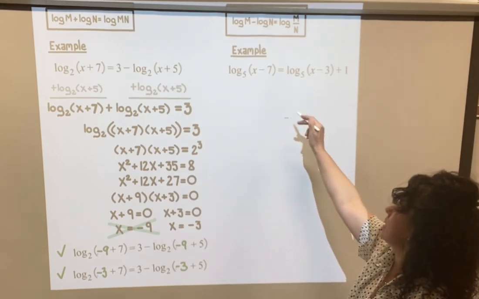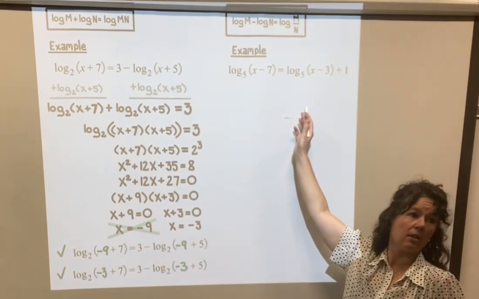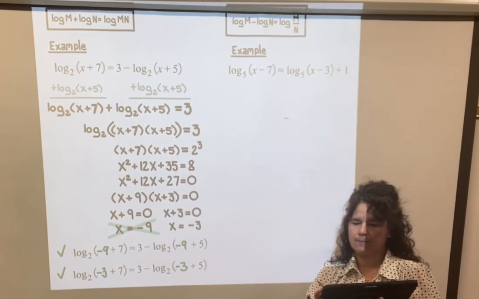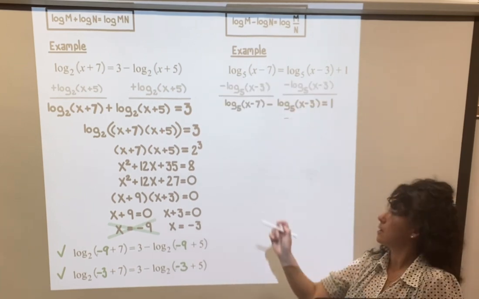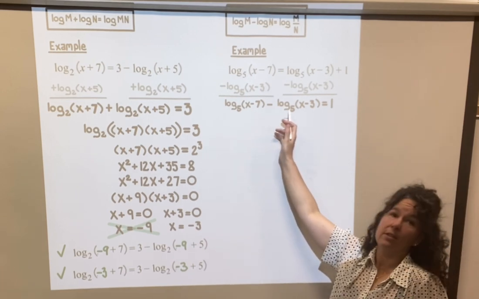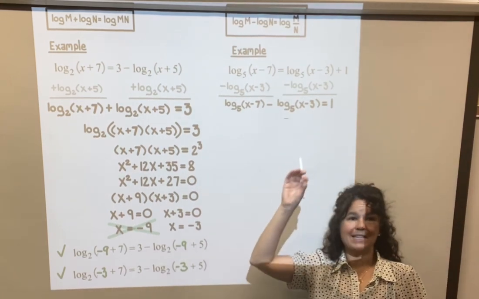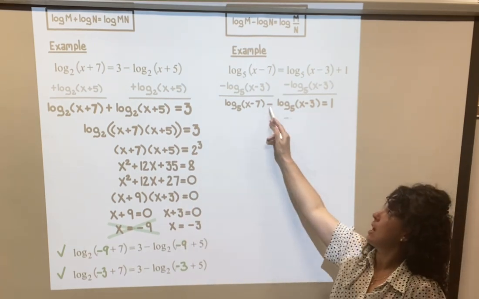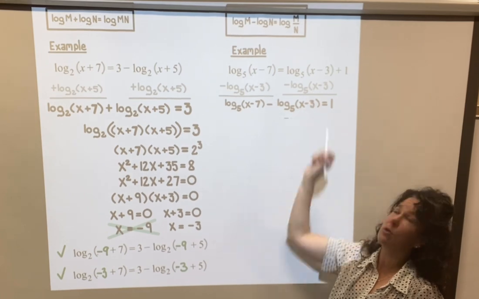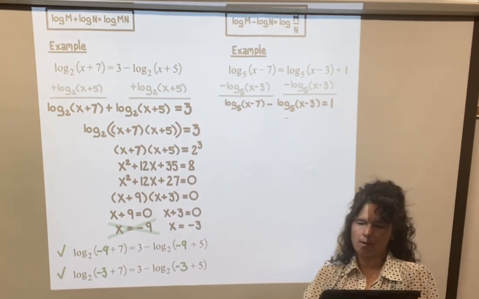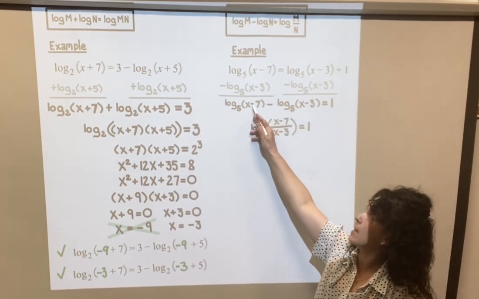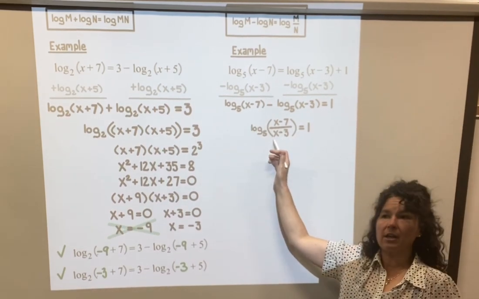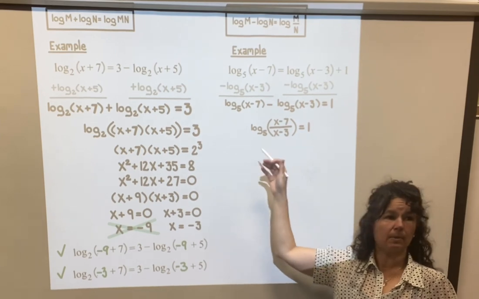Okay, so this one, again, logs are on both sides. So I'm going to move that log to the other side by subtracting it. Now that they're on the same side, my goal is to write a single log equals something so I can go to exponential notation. I can push subtraction together with division. So I'm going to have log base 5 of x minus 7 in the numerator and x minus 3 in the denominator.